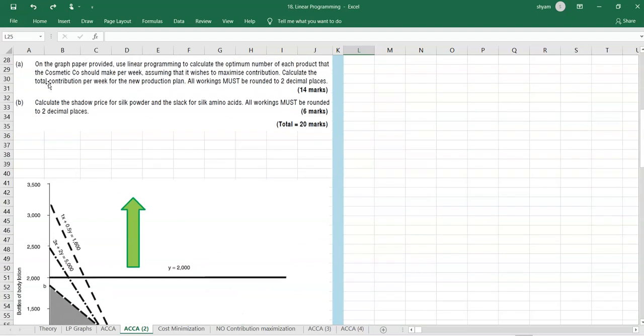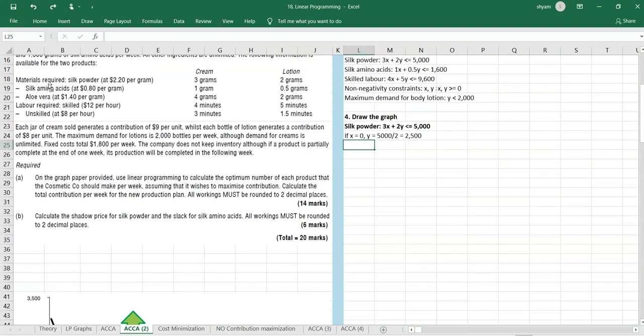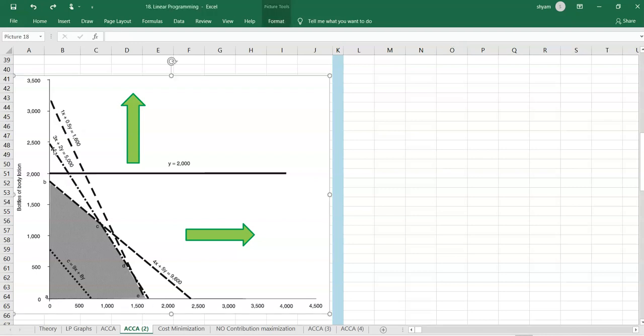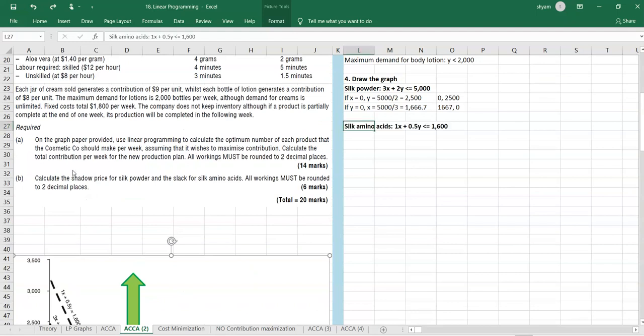You have to get the other point. Now we will substitute y as 0. We got this kind of a coordinate, 1667, 0. So 1667 would be lying between these two numbers. So it is here. So you can see here, this one point is here and the other point is here. Draw a line. So 3x plus 2y is the silk powder line. Okay. So let's go to the next one.